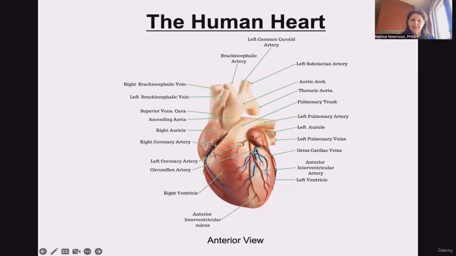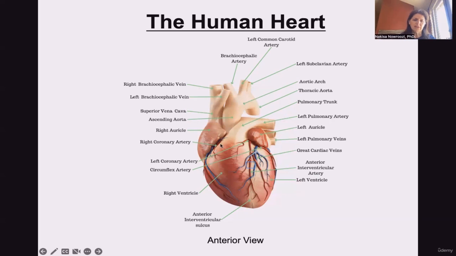You have this blue blood vessel called great cardiac vein. It actually sits in the anterior interventricular sulcus, and you have anterior interventricular artery here. We also see here what are called coronary arteries and veins. These are the blood vessels that feed the heart itself.